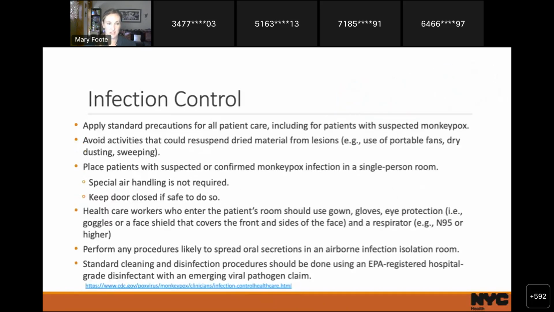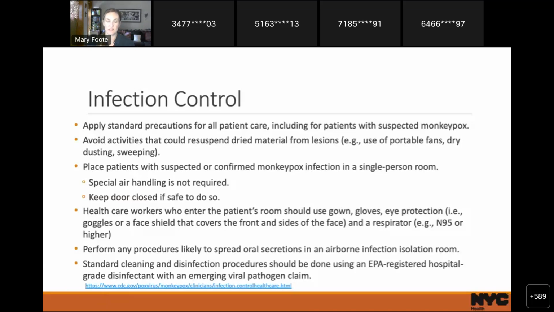And then just infection control, some key tips. So, of course, apply standard precautions for all patient care, including for patients with suspected monkeypox. If you see a funny rash, please don't touch it with bare hands, wear gloves, just your basic precautions to avoid any unnecessary exposures. Avoid activities that could resuspend dried material from lesions, like agitation or movement of bedding, use of portable fans, dry dusting, etc. Patients should be put in a single person isolation room, ideally with their own bathroom.